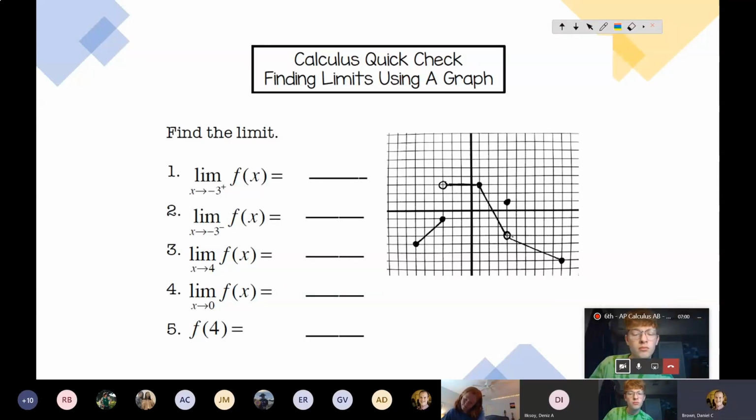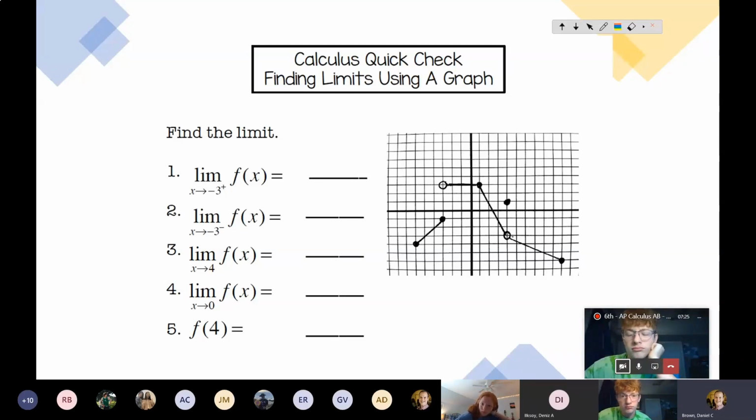All right, so I'm just going to go ahead and walk through this. It's hard to call on kids as I'm going over it, so I will walk through each piece. So this is the function f of x. We remember that when we see the little plus sign in the exponent, that means you're coming in from the right-hand side. When you see the minus, you're coming in from the left. If you don't see a plus or a minus, then it means you have to consider both sides.